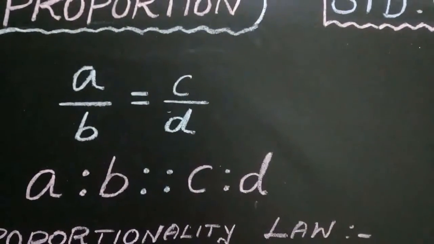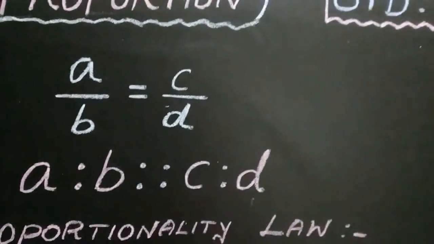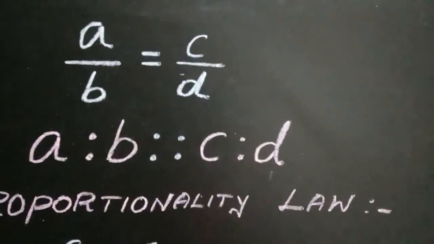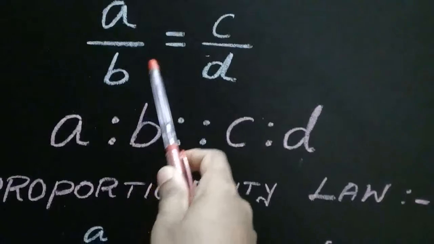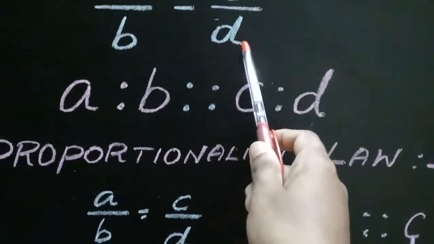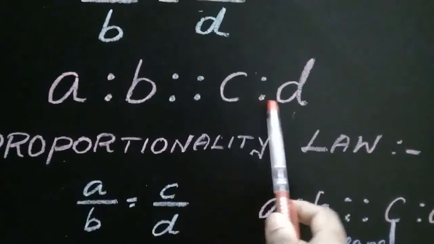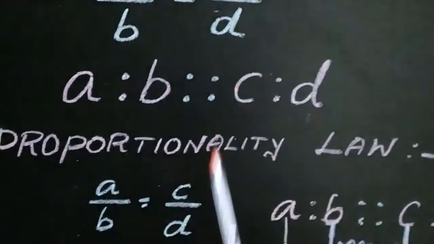Hello students, today we are going to learn the topic proportions. Proportions means when two ratios are equal. A by B equal to C by D, that is A is to B as C is to D. When two ratios are equal, it is called proportions.